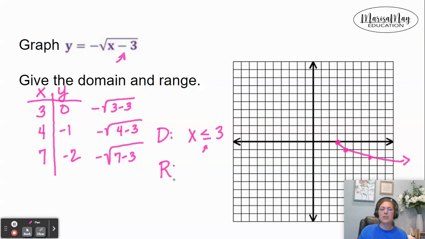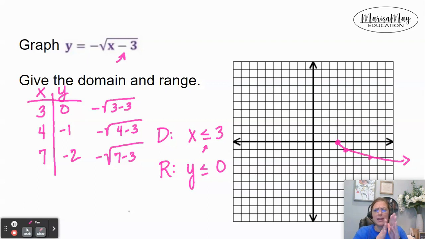Then for my range, notice with my y values that all my y values are at 0 or below. So that means that y has to be less than or equal to 0. And I think this is easiest to be read from the graph. So if you want to graph it with a calculator and then read the domain and range from that, I think that's still a good idea.